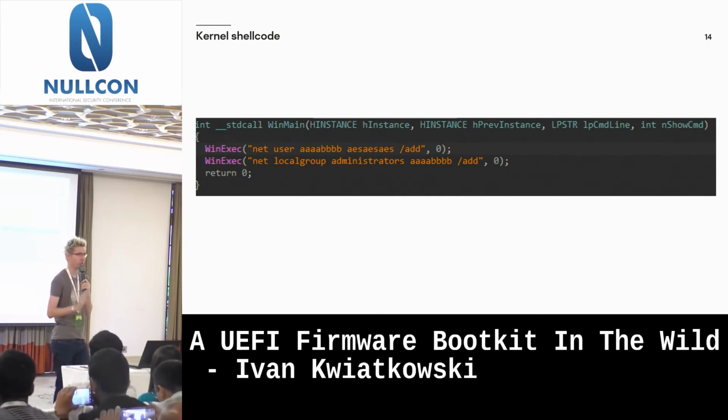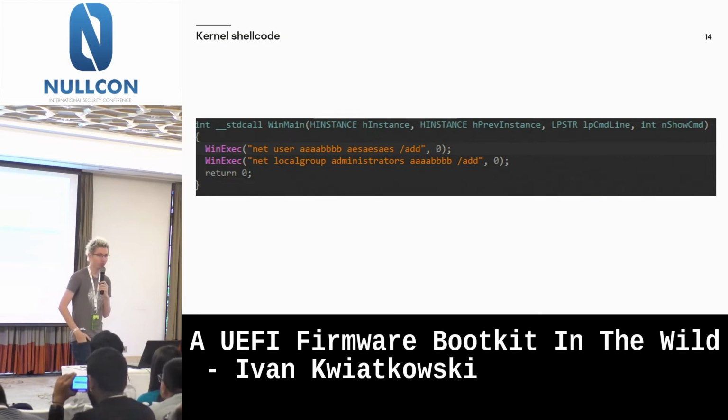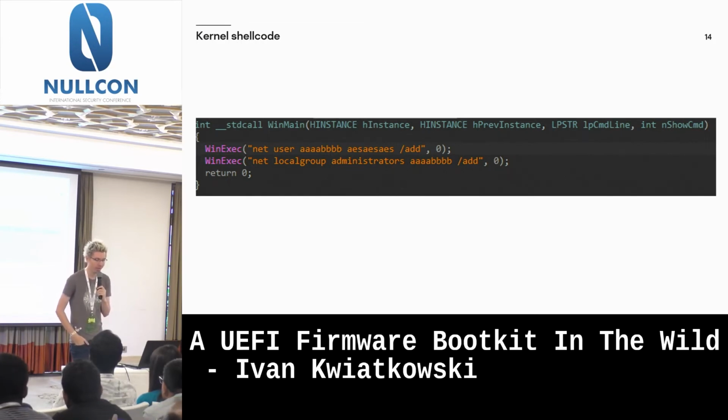So we think CosmicStrand was the thing that brought this thing on the victim machine. And this one is super simple. It's actually just a short executable that runs a few command lines in order to create a new user, which is called AAAABBB on the victim machine, and it just adds that user onto the local administrators group.